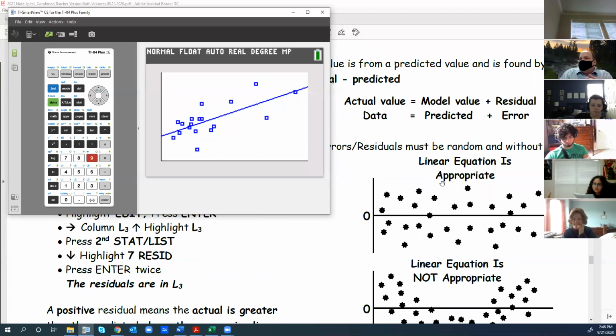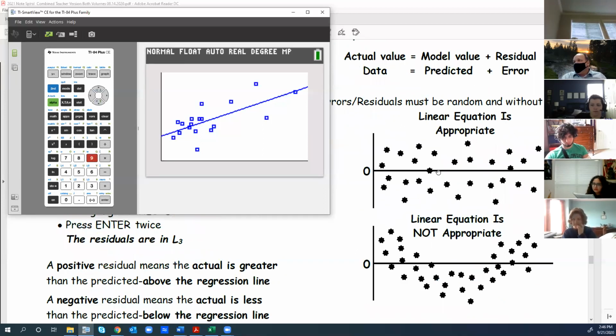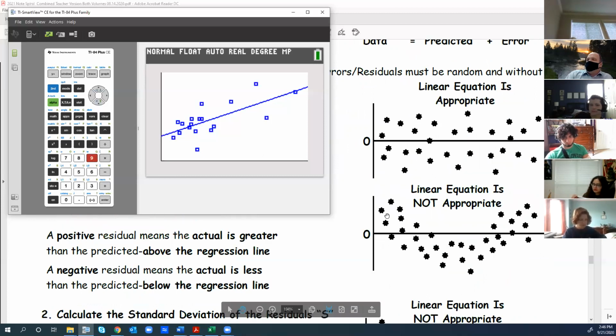If my residuals are completely random, and that looks pretty daggone random to me, I have no idea whether the next point's going to be above the line or below the line. I don't know where the next point's going to be. If they are random, then I have the appropriate model. However, if I have a residual plot that has a pattern like this, there's another model out there that's more appropriate. What it is, I don't know yet, but another model is more appropriate if my residuals have a pattern to it.